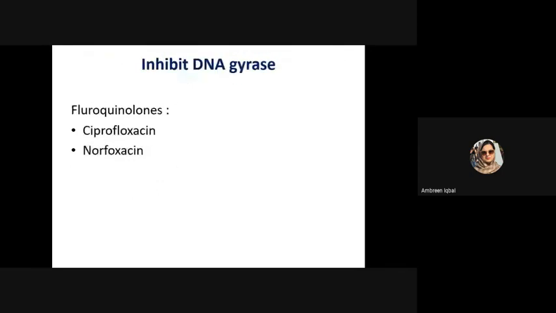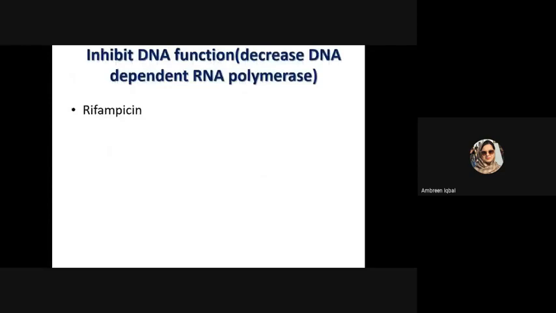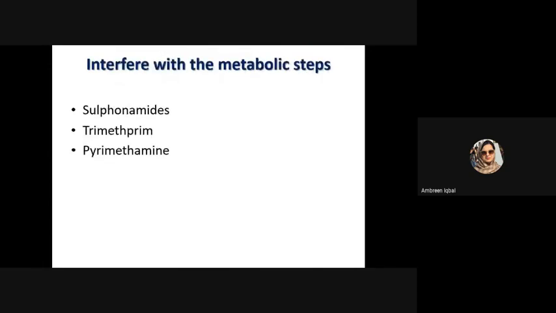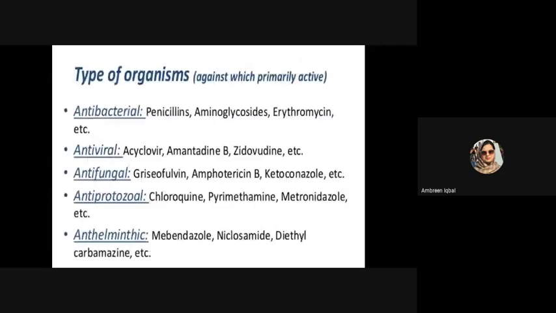The next is fluoroquinolones like ciprofloxacin, norfloxacin, sparfloxacin, levofloxacin. They all inhibit the DNA gyrase enzyme. Rifampicin, being used in tuberculosis, inhibits the DNA function, so it decreases the DNA-dependent RNA polymerase activity. Sulfonamides, trimethoprim, pyrimethamine, they all interfere with the metabolic steps of the microorganism. So this is a classification based on the type of the organisms, like antibacterial, antiviral, antifungal, antiprotozoal, anthelmintic.